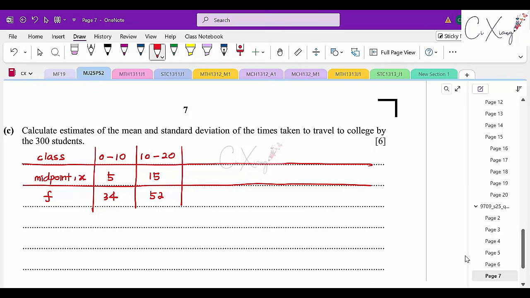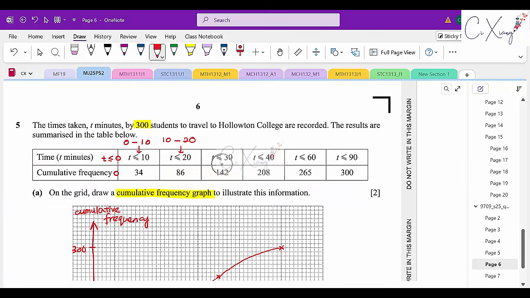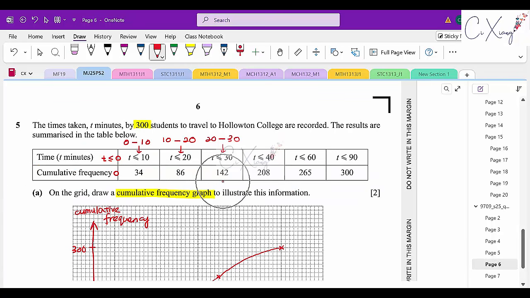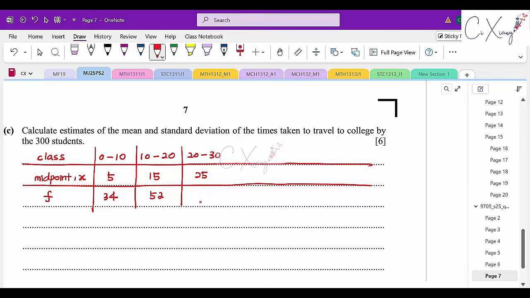Alright, then I show you another one, the third class. For this one, by right, your class should be from 20, not included, until 30 included. So the third class is 20 to 30. What is the midpoint? The midpoint is 20 plus 30 divided by 2, and you get 25. What is the frequency here? You take this particular cumulative frequency minus the previous one. 142 minus 86. And what should you get? For this frequency, you should get 56. So please complete the rest of the classes using the process that I show you here.